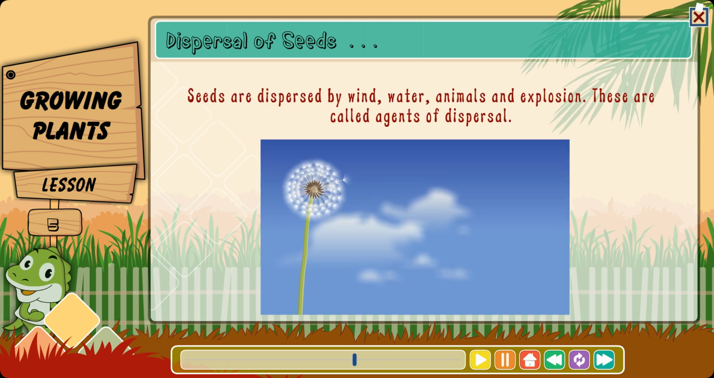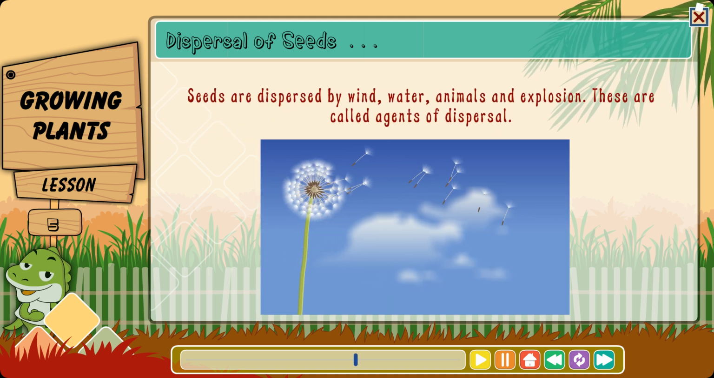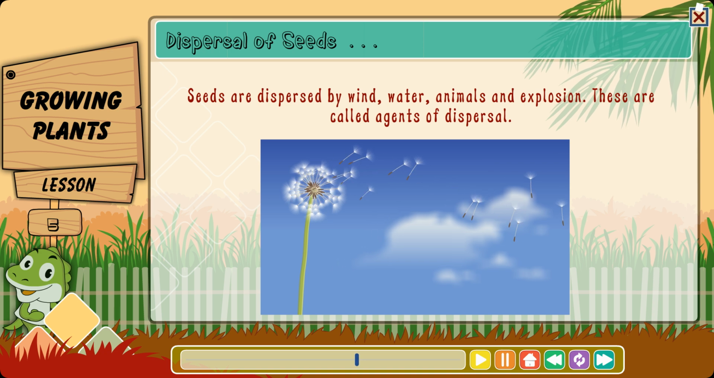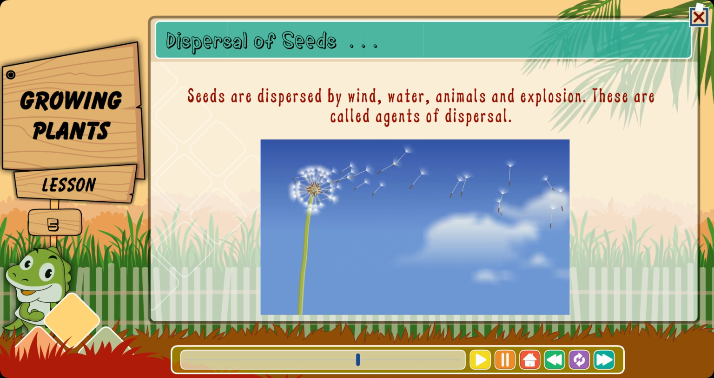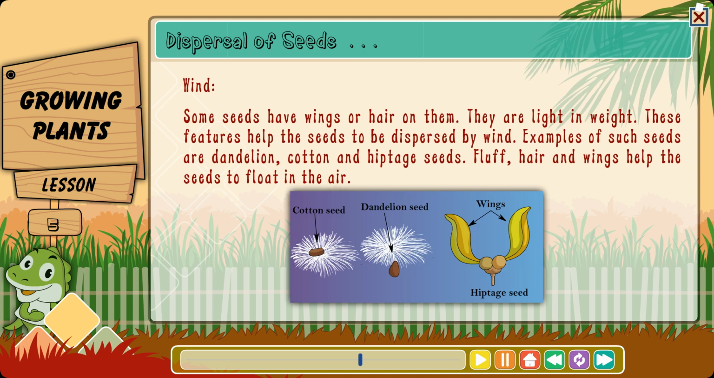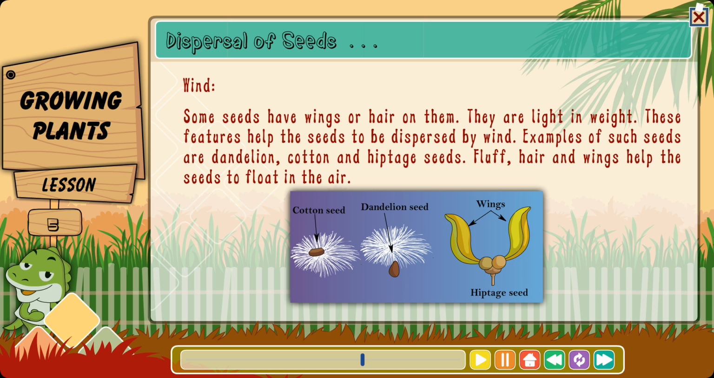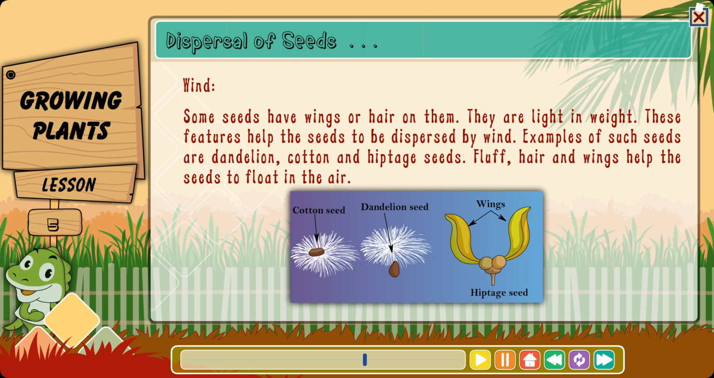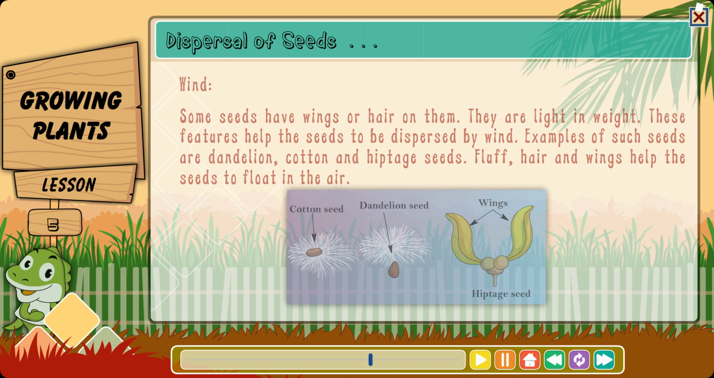Seeds are dispersed by wind, water, animals and explosion. These are called agents of dispersal. Wind. Some seeds have wings or hair on them. They are light in weight. These features help the seeds to be dispersed by wind. Examples of such seeds are dandelion, cotton, and hiptage seeds. Fluff, hair, and wings help the seeds to float in the air.